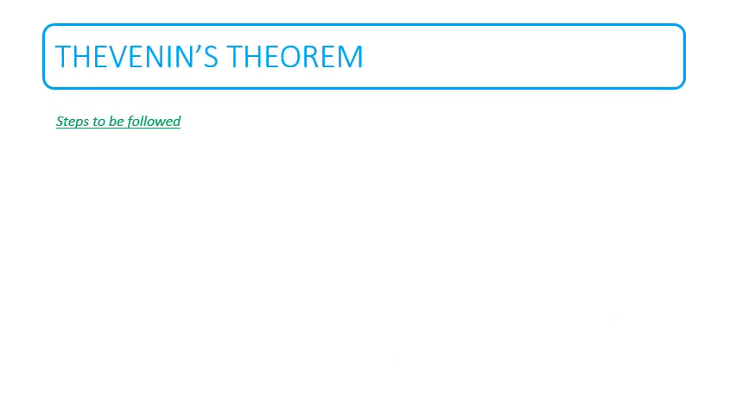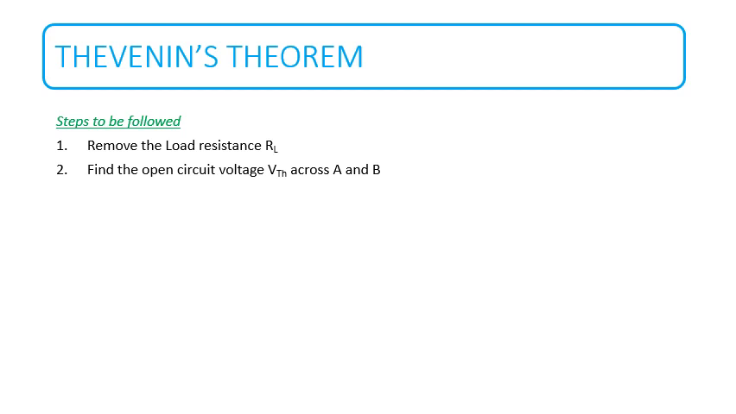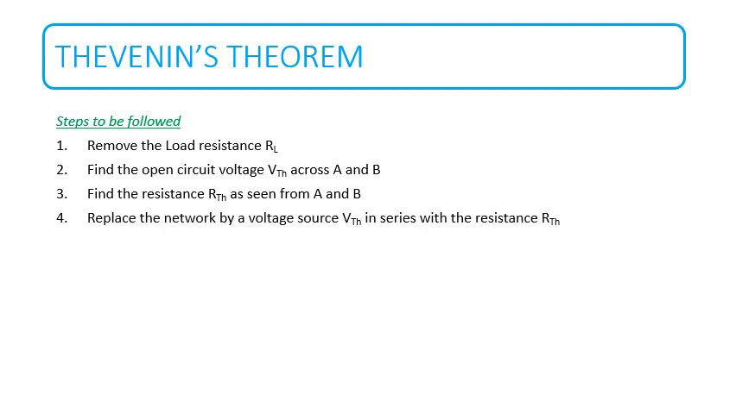Now, the steps to be followed. First step is to remove the load resistance RL. Then find the open circuit voltage VTH across terminals A and B. Third step is to find the Thevenin resistance RTH as seen from A and B.